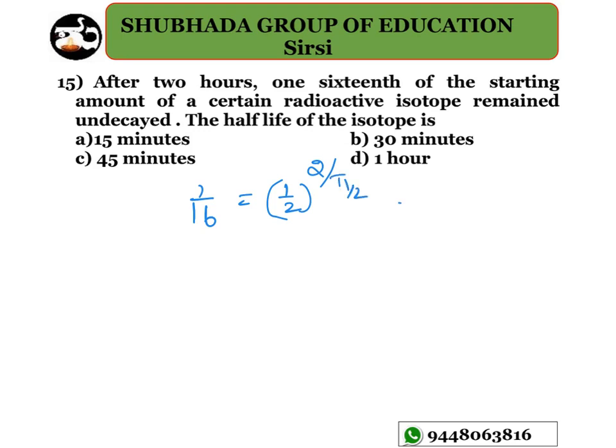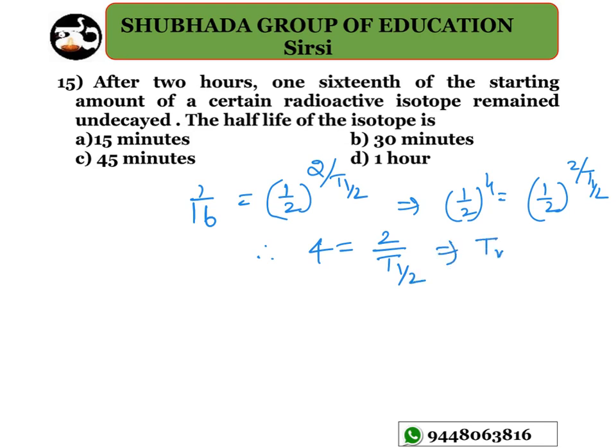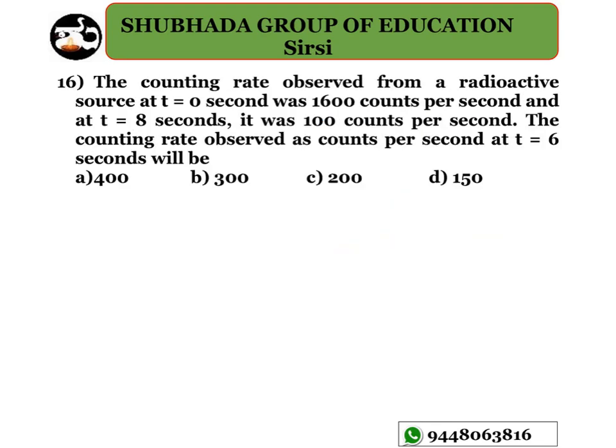So therefore it implies 1 by 2 to the power of 4 is equal to 1 by 2 to the power of 2 divided by t half. So therefore I will get 4 equal to 2 divided by t half. It implies t half is equal to 1 by 2 hour, right? So this is 1 by 2 hour, in the sense it is 30 minutes. So that's the reason why option B is the right answer for this question. Okay, look at the next problem.